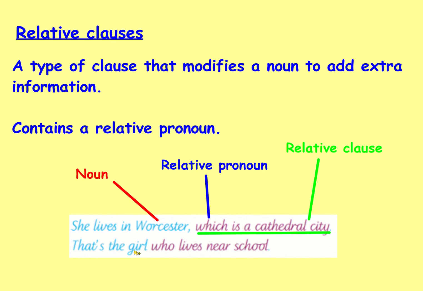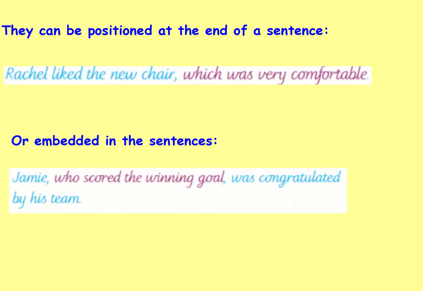Or, that's the girl. That's a fine sentence on its own, it works. Okay, girl is my noun. Who lives near school is my relative clause because I have used who as my relative pronoun. Okay, remember they can be positioned at different places. They're not always at the end, which we are very good at doing, but they're not just at the end.